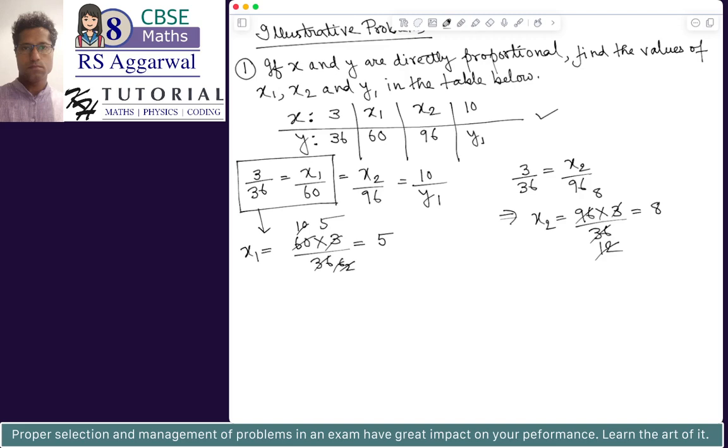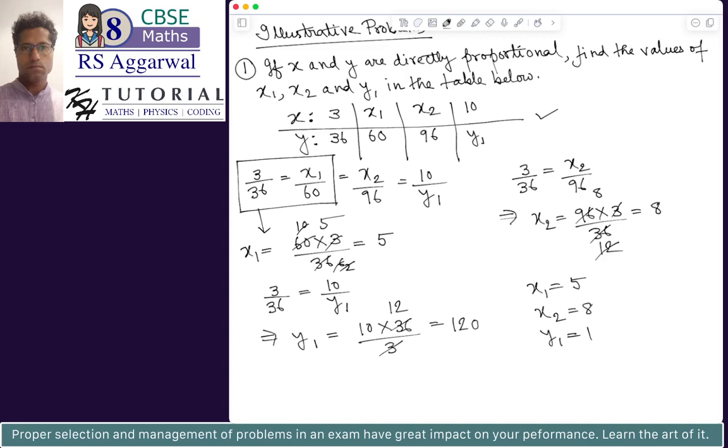Also, we have 3 by 36 equal to 10 by y1. So, using cross multiplication, y1 will be equal to 10 multiplied by 36 divided by 3. So this is equal to 120. So we have x1 equal to 5, x2 equal to 8, and y1 equal to 120.